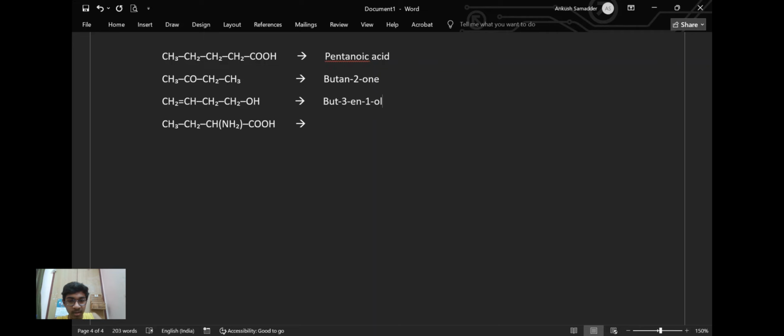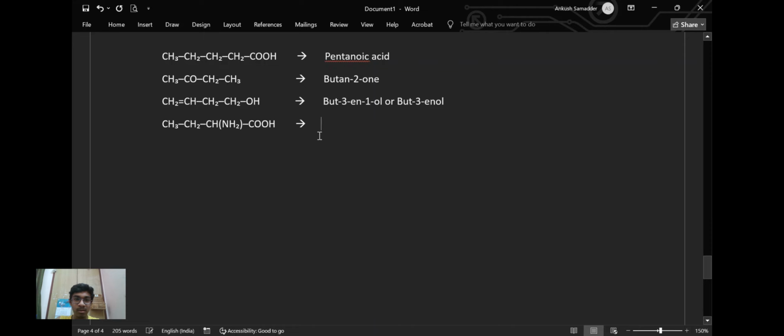Or you can also write it as, since there is one, there is no need to write one. Write it like this: en-ol. You can also write it like this, but I prefer to write it like this. Both are correct.